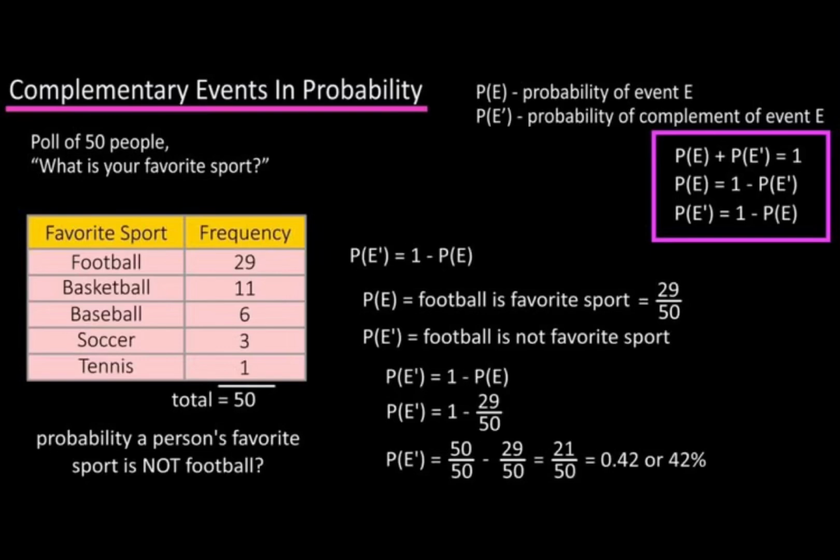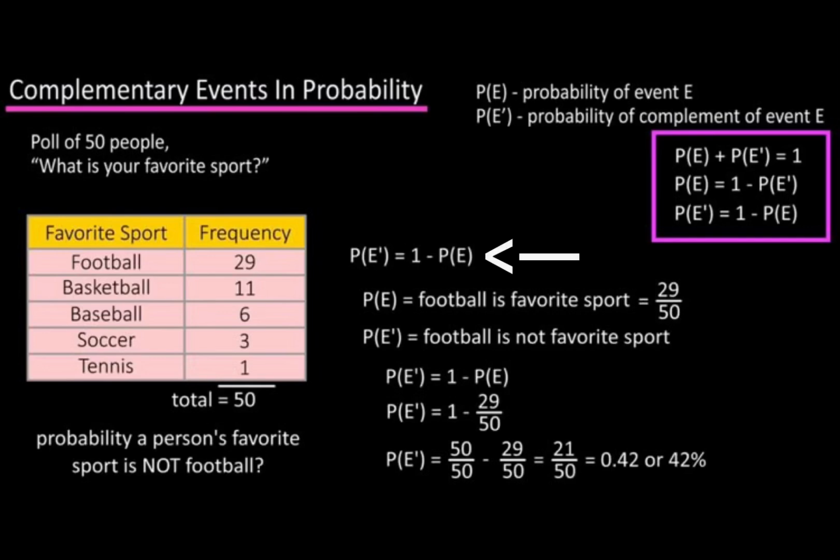A poll of 50 people was asked on their opinion on what was their favorite sport. Using a frequency table, 29 said football, 11 said basketball, 6 said baseball, 3 said soccer, and 1 said tennis, totaling to 50. Based from the data on this table, what is the probability a person's favorite sport is not football?